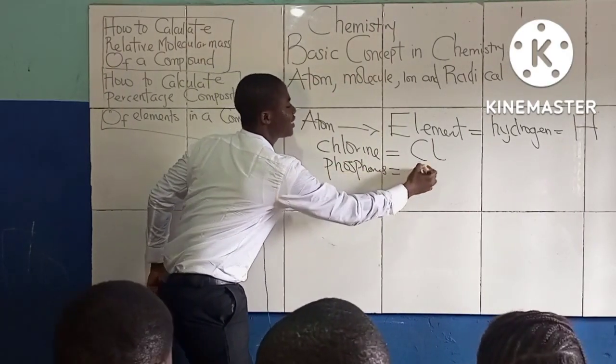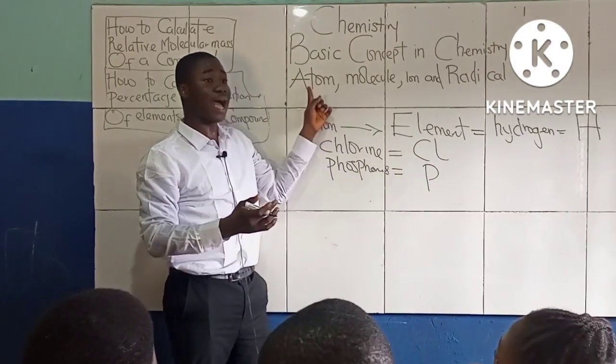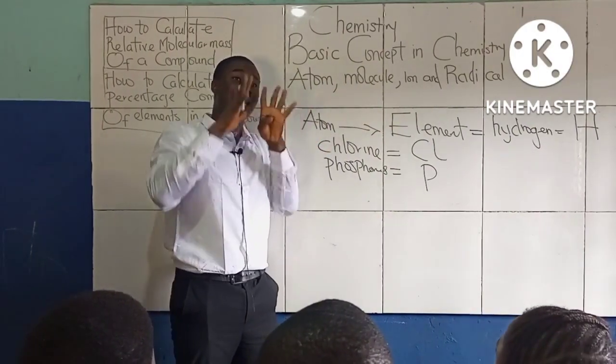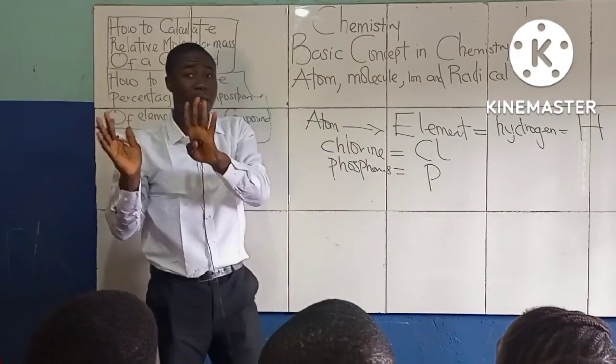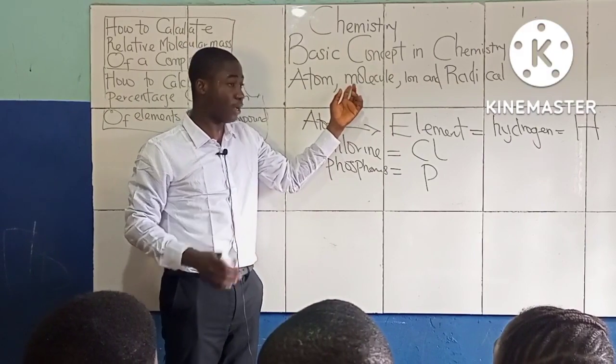So let's move over to other elements like phosphorus. Looking at phosphorus, what's the symbol? P. So how will you pronounce it? Phosphorus atom. Is it phosphorus molecule? No. So whenever you see a particular symbol standing alone, you call it that element's atom. I believe it is clear now. Yes. So let us proceed to molecules.